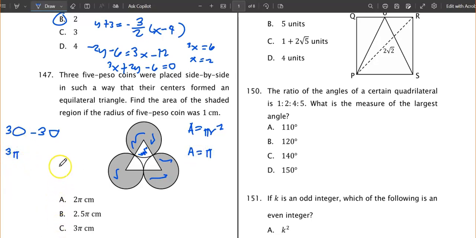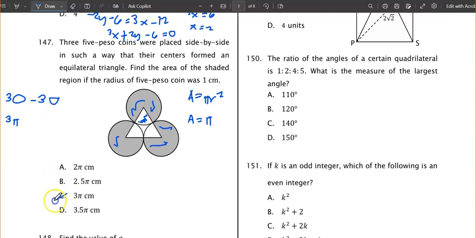Now from this, choices C and D will be eliminated because we need to subtract the area of the sectors to get the shaded part. So 3 and 3.5 will not make sense. The area of the sector is given by theta over 360 times the area of the circle, which in this context is pi.